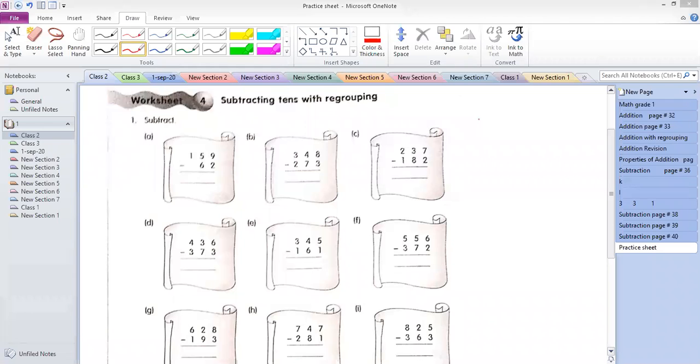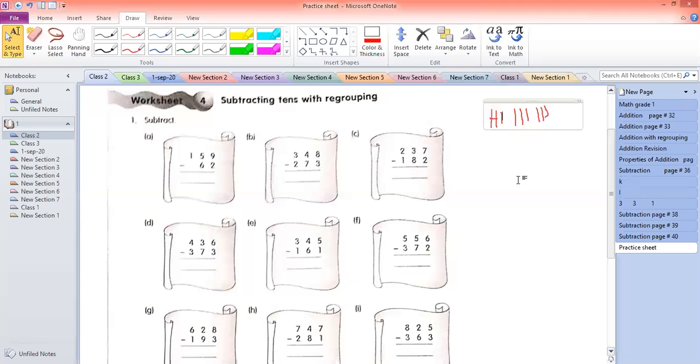7. You can also draw lines. 1, 2, 3, 4, 5, 6, 7, 8, and 9. How many do you need to cut? 2. Now they are 1, 2, 3, 4, 5, 6, 7. So you will say, sir, there are 7 lines.